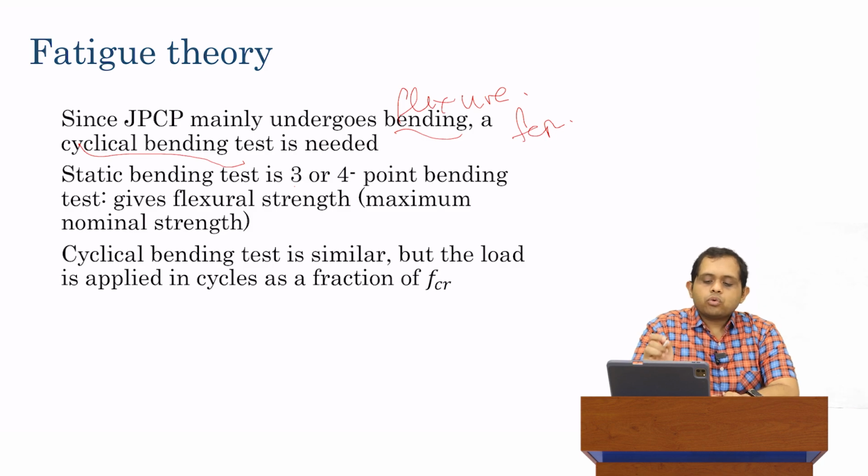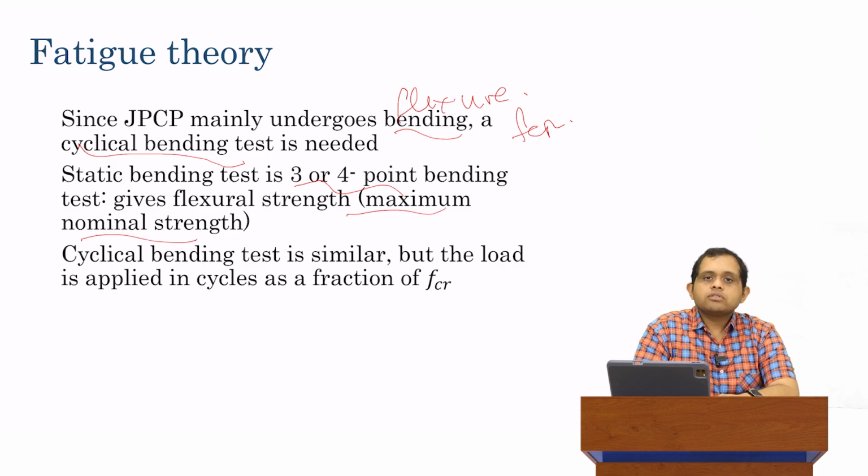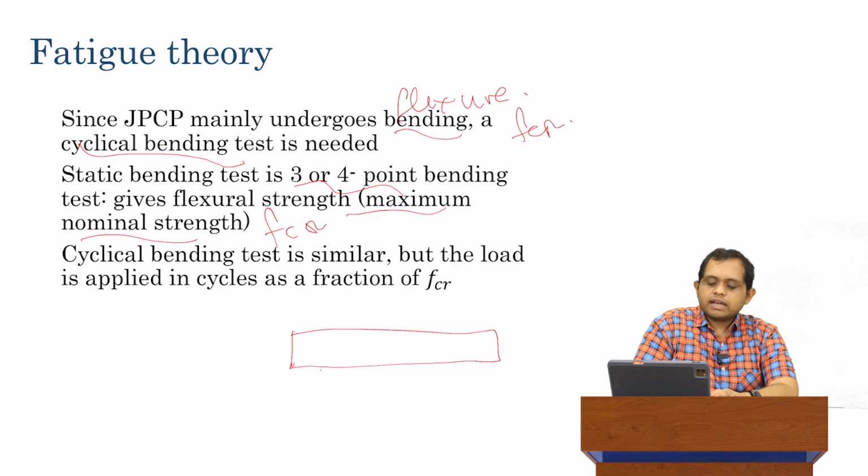So the static bending test, as I had already pointed out, is the 3 or 4-point bending test, and it gives us the flexural strength, which sometimes we can also call the maximum nominal strength under bending, that is FCR. The cyclical bending test is also similar. What it means to say similar is that the geometry of the beam that we test, which is a standardized geometry, is similar.